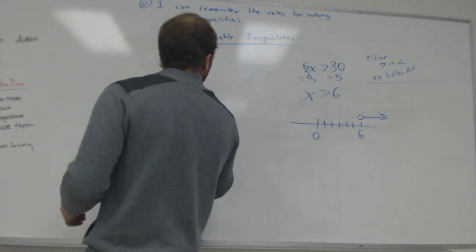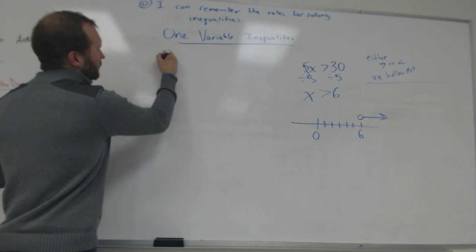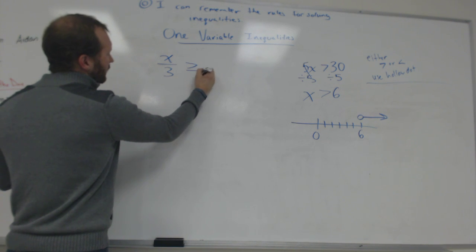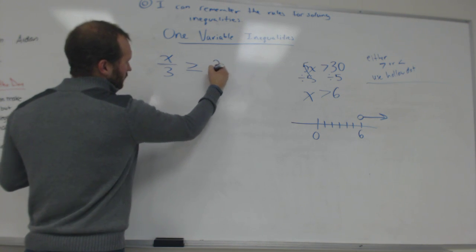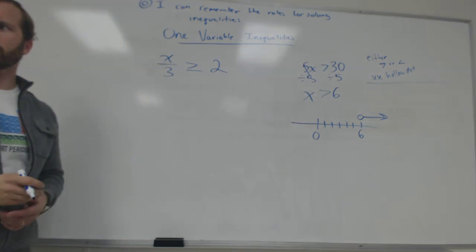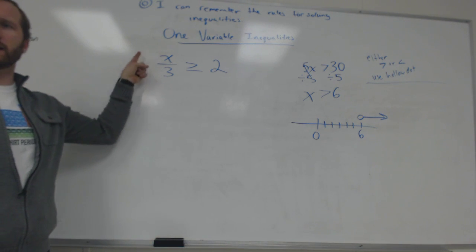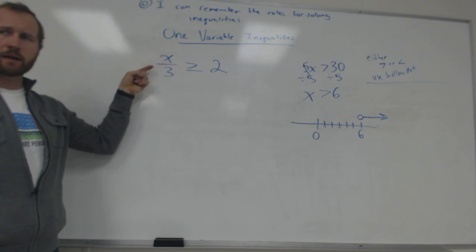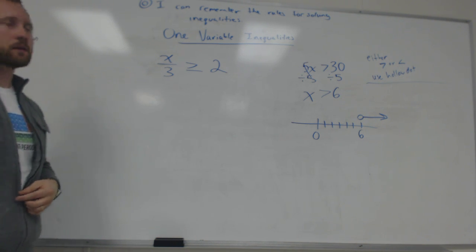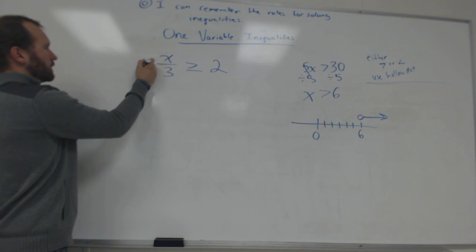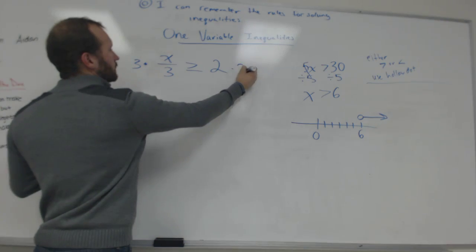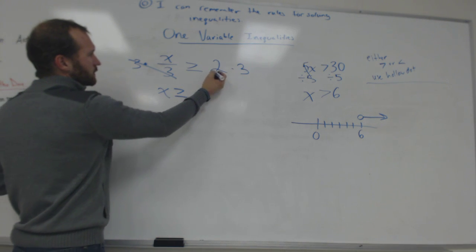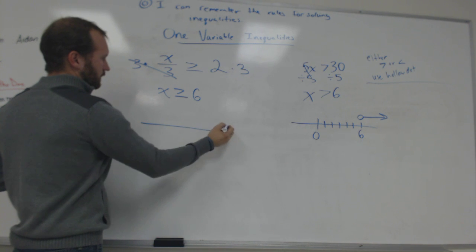All right. What if I have something slightly different? X over 3 is greater than or equal to 2. I'm trying to get x alone on one side. So how do I get x alone in this case? What's opposite of x divided by 3? X times 3. Yeah, times 3. So I'm going to multiply both sides times 3. Boom. X is greater than or equal to 2 times 3, which is 6.